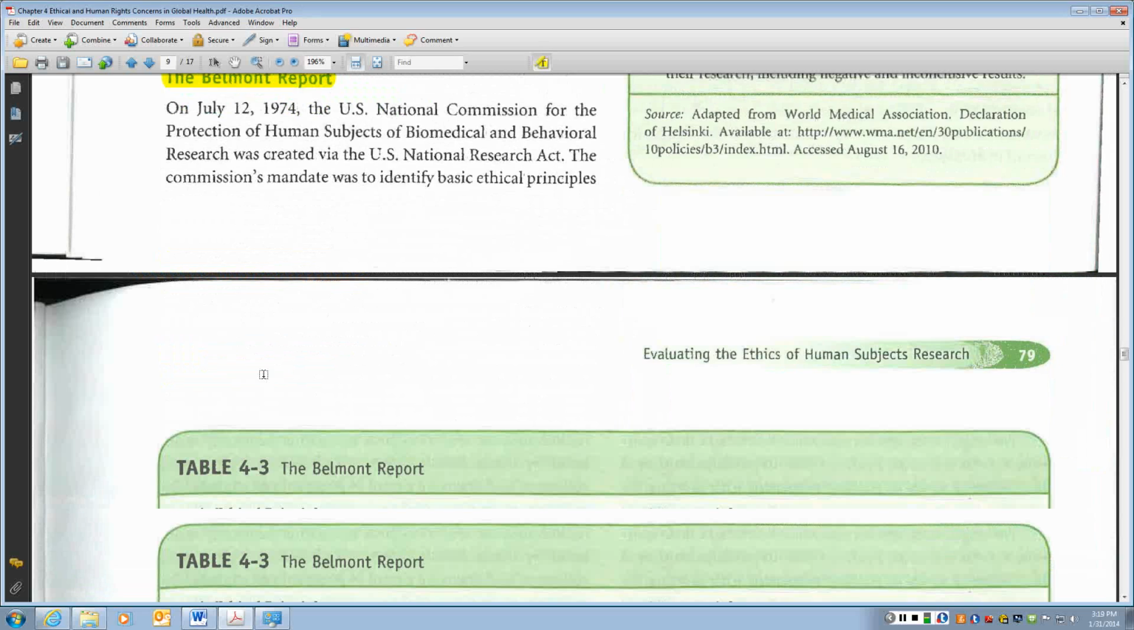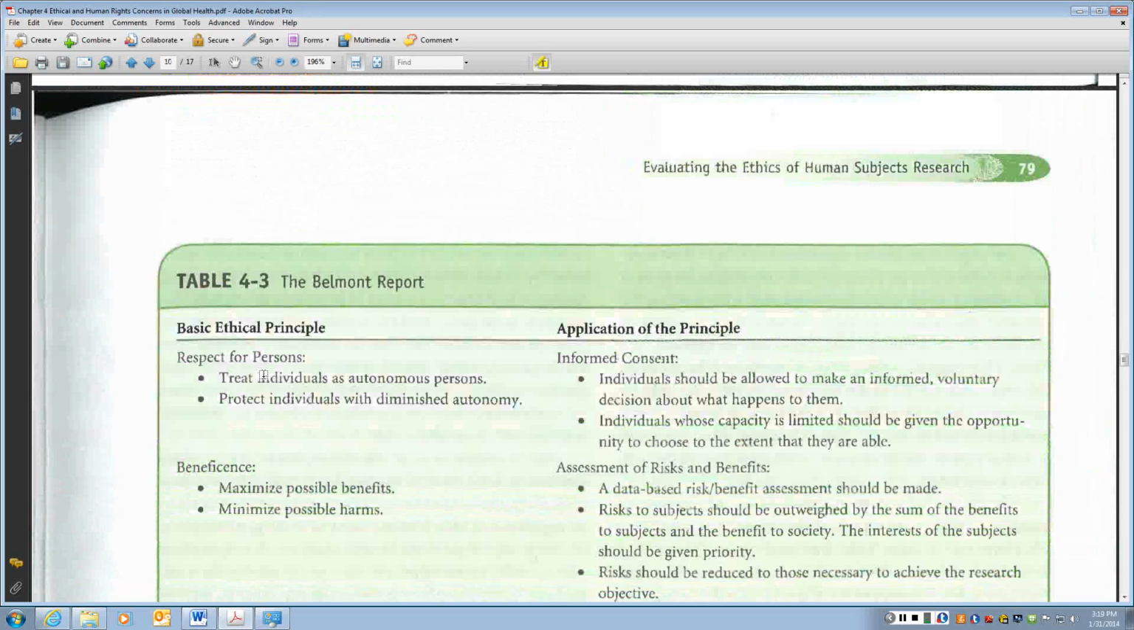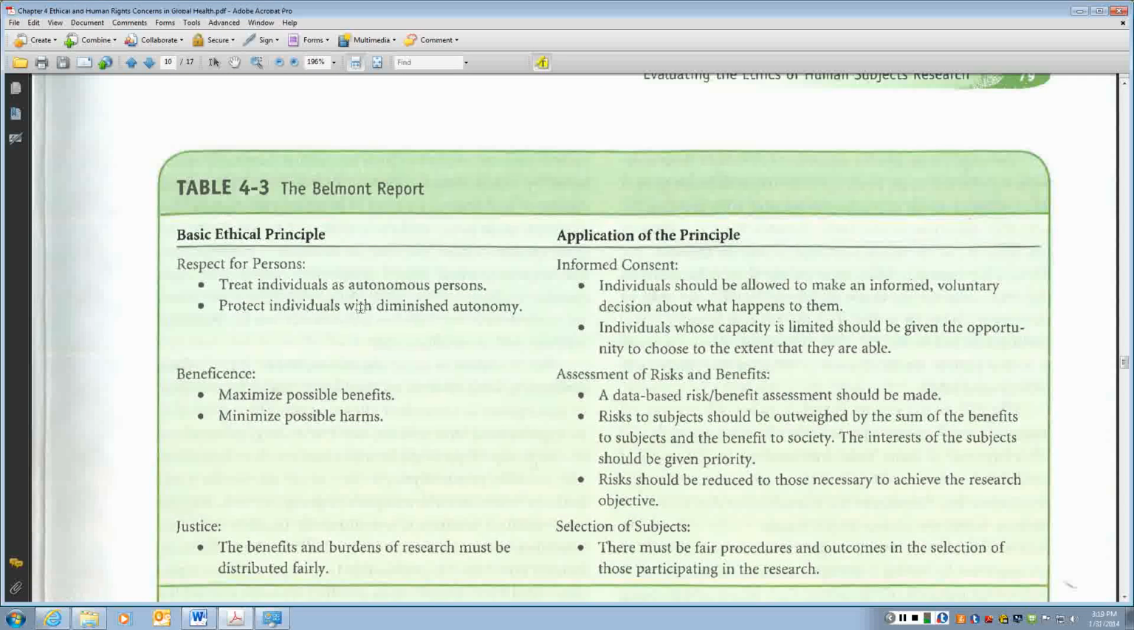You'll see this, and it will sort of guide you to what came out of that in Table 4.3. So think about that and what a task it would be to try to establish guidelines that would allow good research in health and medicine, but at the same time protecting all those involved in it.